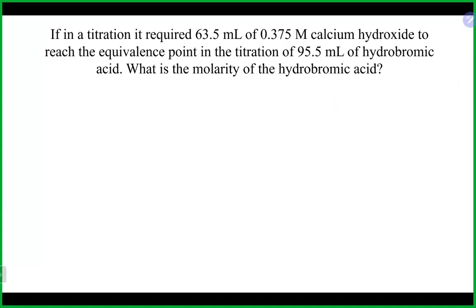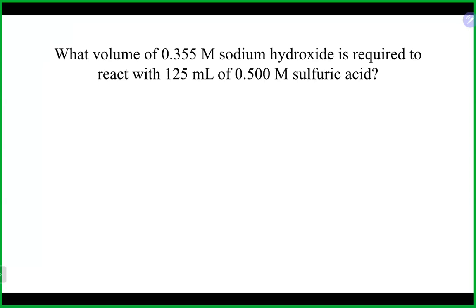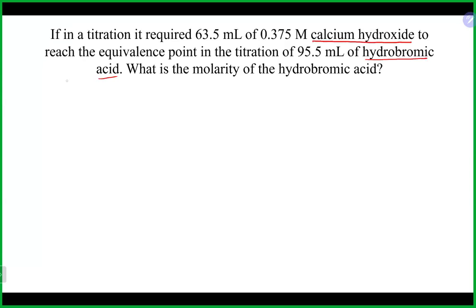So obviously here we're doing a titration where you are reacting calcium hydroxide with hydrobromic acid. So we do need an equation here. So calcium hydroxide, calcium is +2, hydroxide is -1. So when we put it together, we get Ca(OH)2. Going to react with hydrobromic acid. Hydro means there is no oxygen in it. So that is HBr.